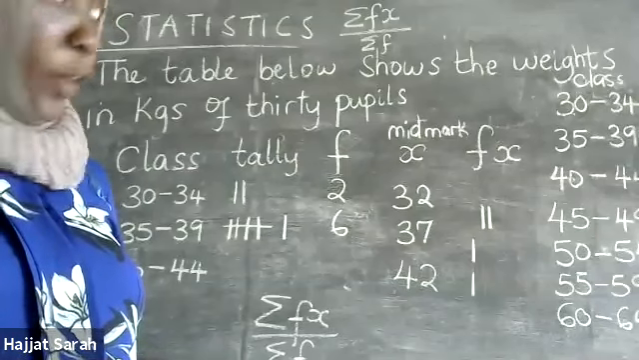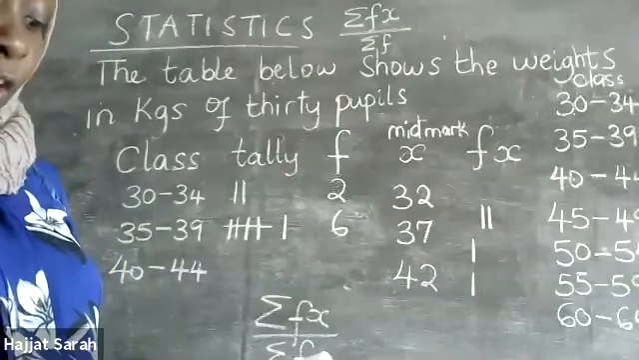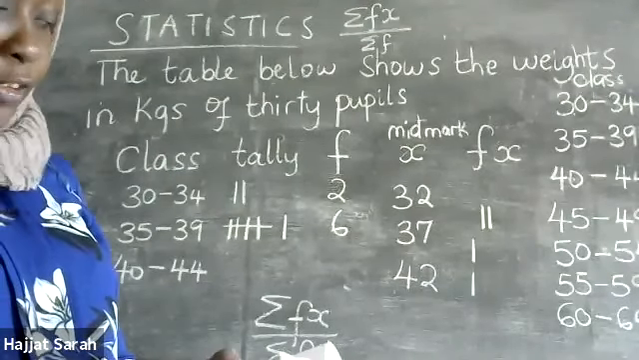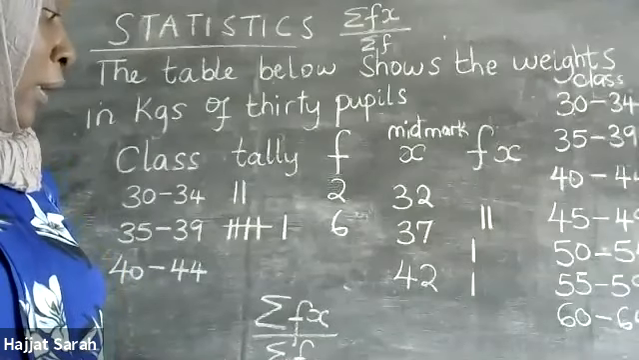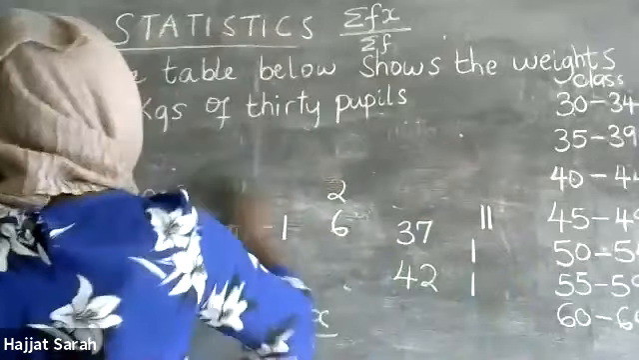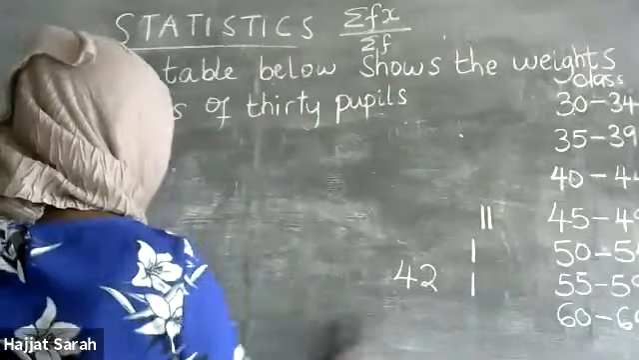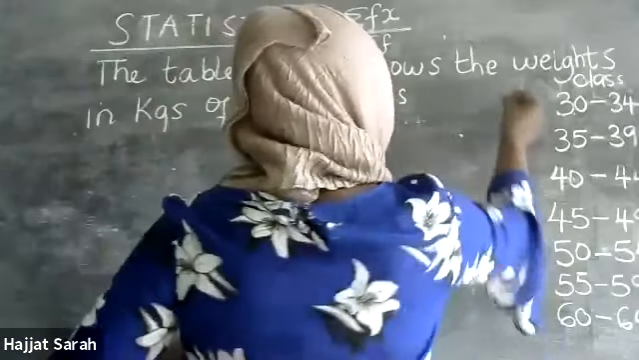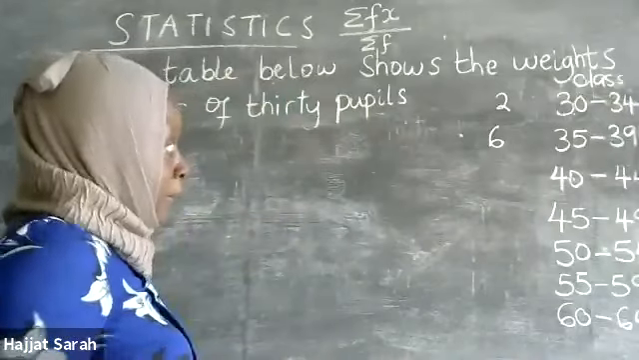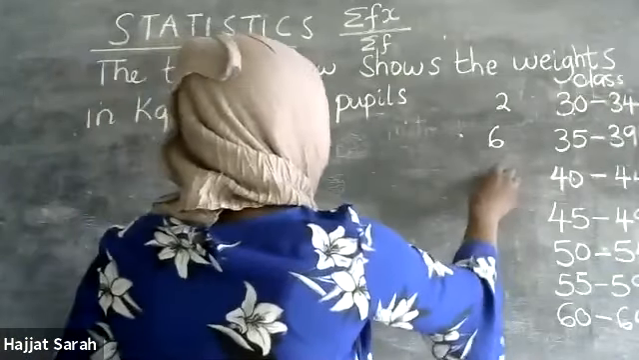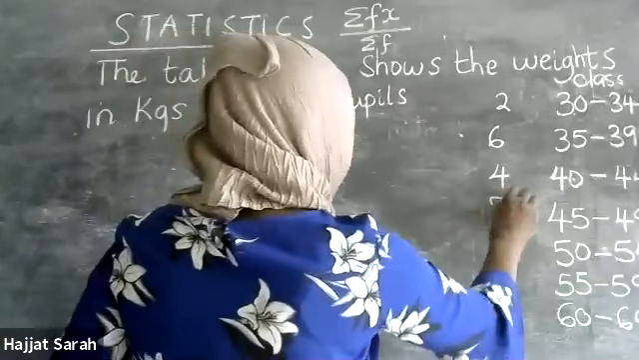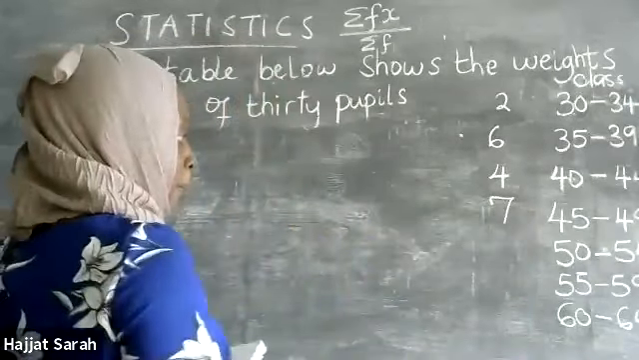Yes. Okay, so 30 to 34, what is our frequency? 30 to 34? 2. Okay, then the next one, 35 to 39. Okay, so you have a 2 here, you have a 6 here, 40 to 44. 4. You have 4, 45 to 49, 7. 50 to 54. 8.